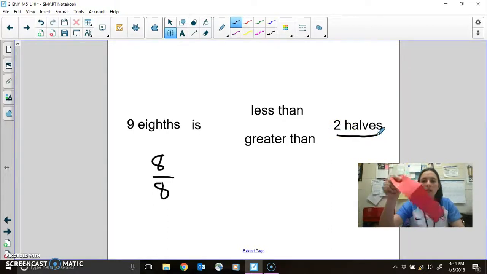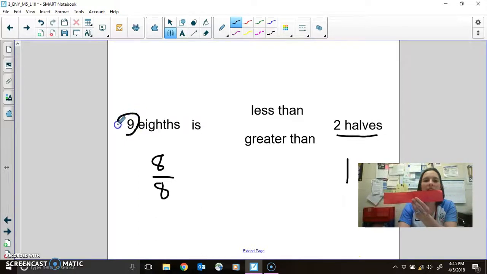Halves. Remember, halves is red. I'm going to open it up, and I'm going to count. So I have 2. 1, 2. Oh, there I do have 2 halves, which is the same thing as 1 whole. But this says 9/8. So is 9/8 less than 1 whole, or would it be greater than 1 whole?